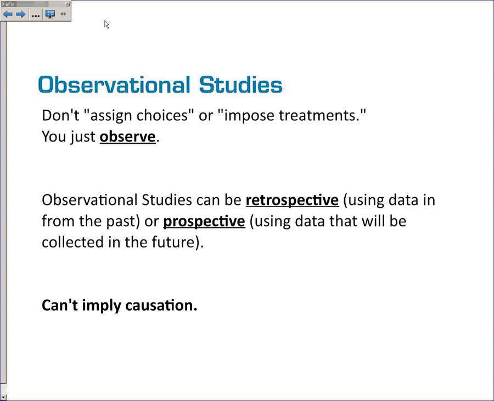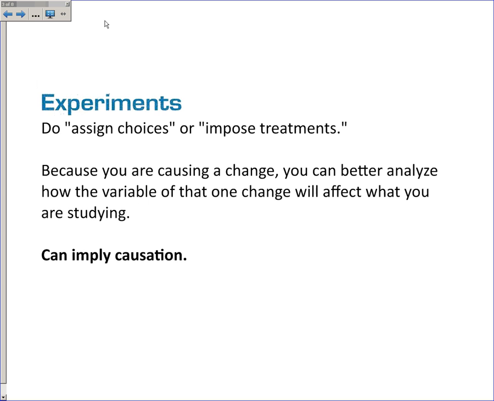Now, because you're just observing, you can't imply causation. Even if you see that if this factor happens, then this frequently follows it. Even if you see things like that, you can't say that this causes that because you don't know if that's really where it came from. Okay, there could be a lurking variable.